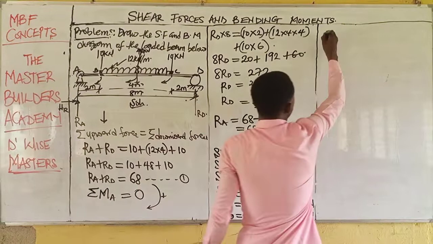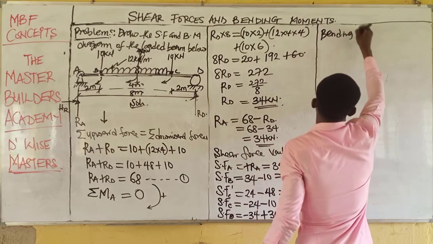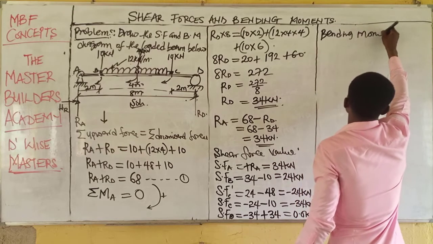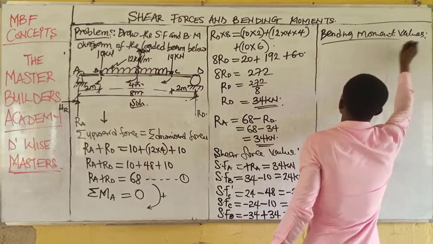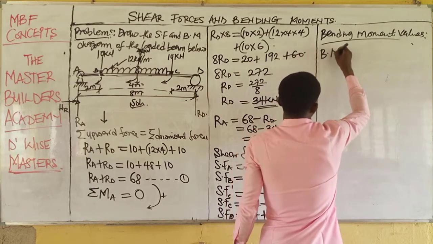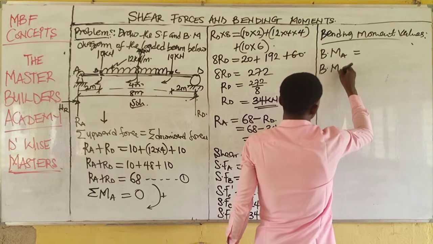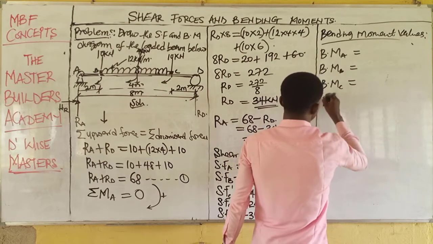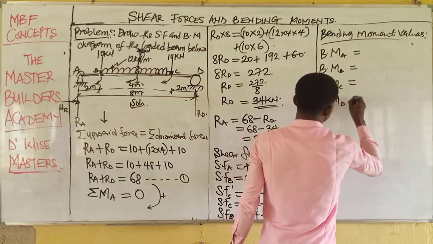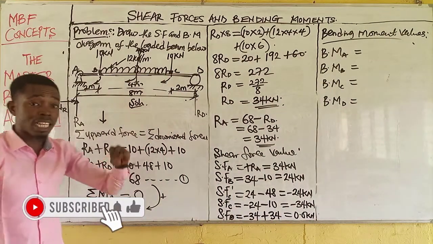Now we have bending moment values. What is the bending moment at A? Bending moment at B? Bending moment at C? Bending moment at D? Now earlier on when we started this analysis, I said that the first thing we do is to identify the type of beam.